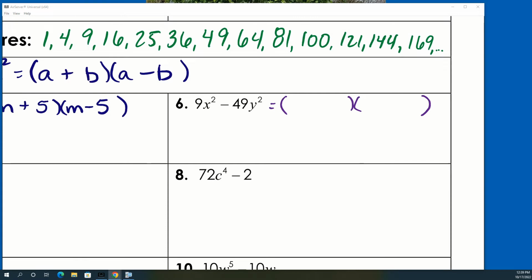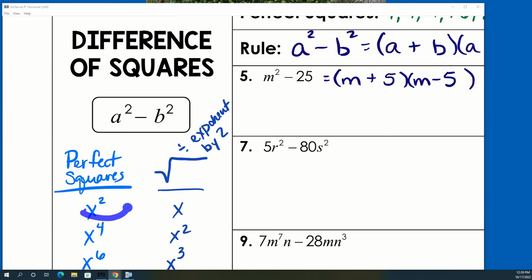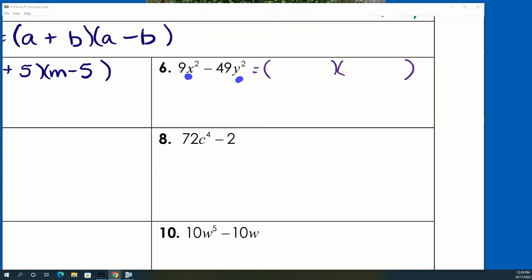All right, so 9 and 49 are both in our list of perfect squares. X squared and y squared are pretty much this right here. So this one, we can do the shortcut, where we'll find each square root. So it's going to be 3x and then 7y. So that second y might have thrown you off a little bit. And then do one with a plus and one with a minus.